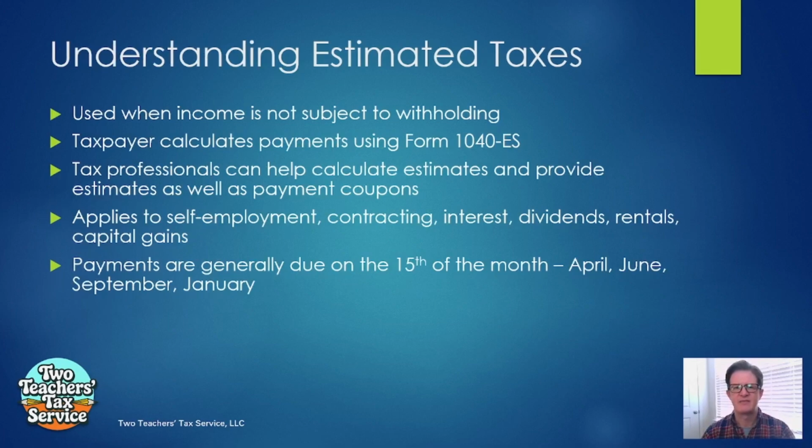So let's understand estimated taxes. This is used when income is not subject to withholding. Taxpayer calculates payments using Form 1040 ES, and ES stands for estimates. Tax professionals can help calculate estimates and provide estimates as well as payment coupons. This applies to self-employment, contracting, interest, dividends, rentals, and capital gains. Payments are generally due on the 15th of the month, April, June, September, and then January of the following year.